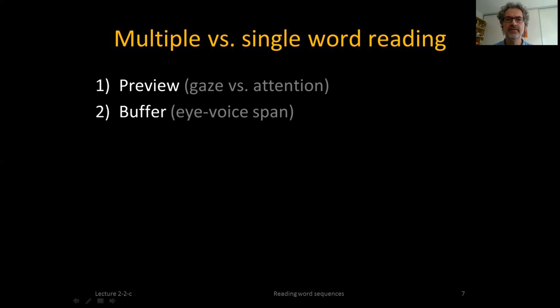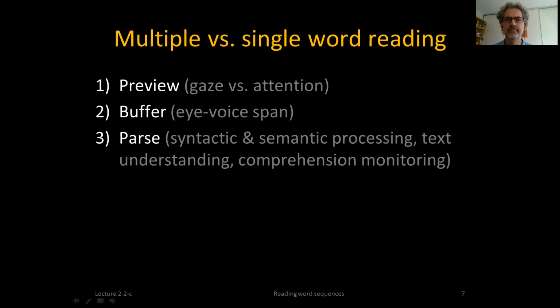The second important difference is buffering. Buffering means temporal storage, and here we're talking about the eye voice span. So when you're reading aloud, your eye looks well ahead of the voice. That is, you're looking at a word that's ahead of the word that you are pronouncing. And any intermediate words must therefore be stored somewhere after you've looked at them and before you can pronounce them. This buffering only makes sense when you're dealing with sequences. There is nothing to buffer if you're processing a single word. So that's an important difference between single and multiple word processing.